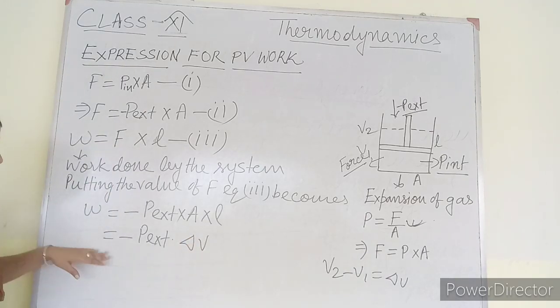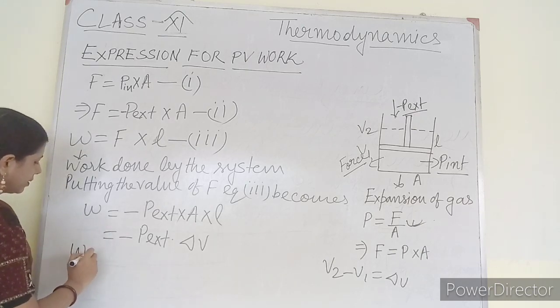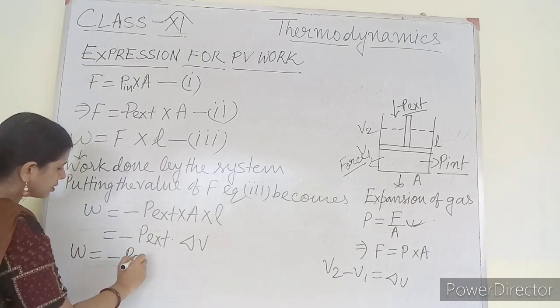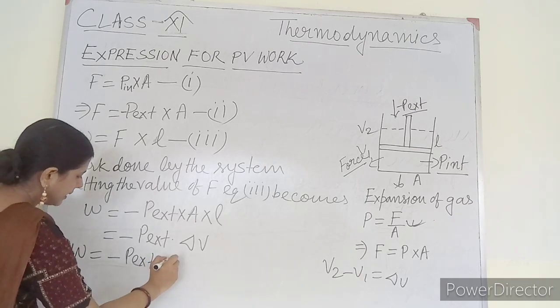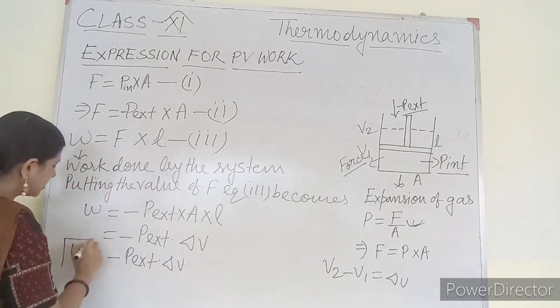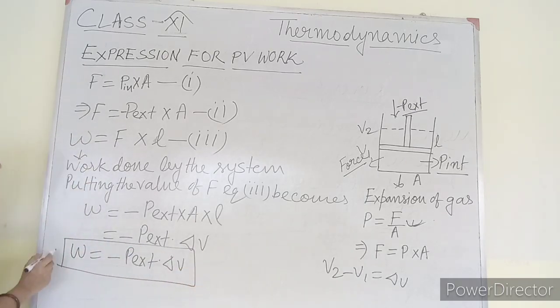This is the expression for work done. So this is the final equation. W equal to minus of P external into delta V. This is the expression for PV work done.